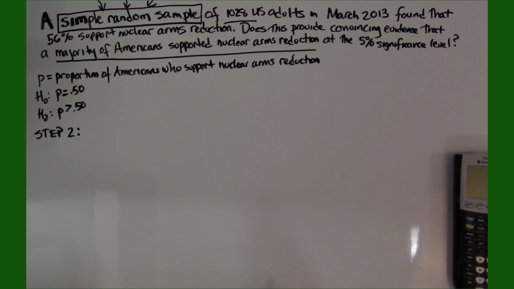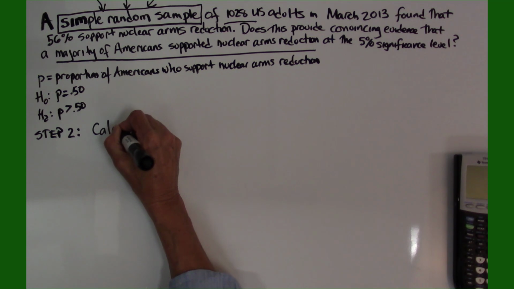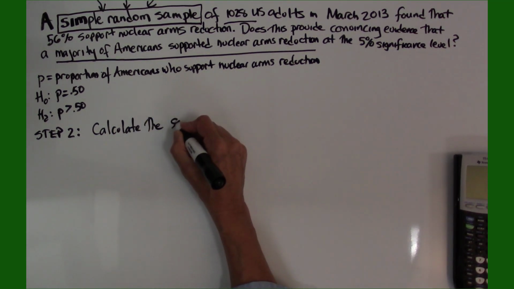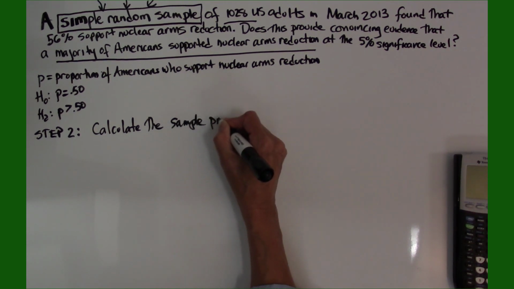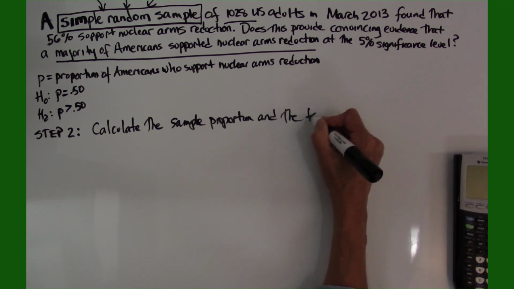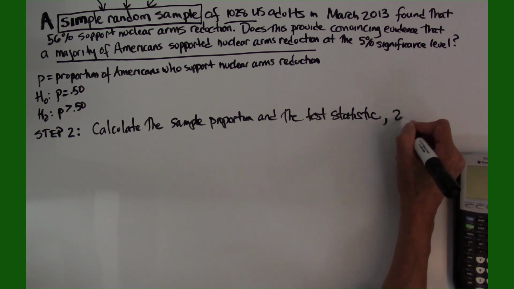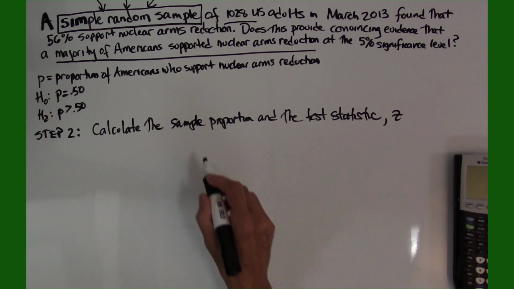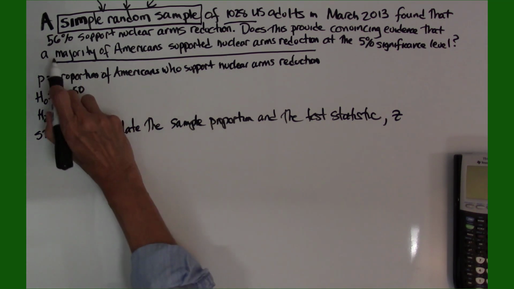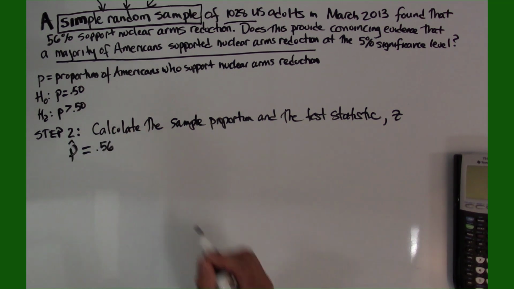Step 2 has many parts. We've checked our conditions, and now we need to calculate the sample proportion and the test statistic, z. Test statistic is very hard to say. In this case we don't really need to calculate our sample proportion because we're given it: our p hat is 0.56.